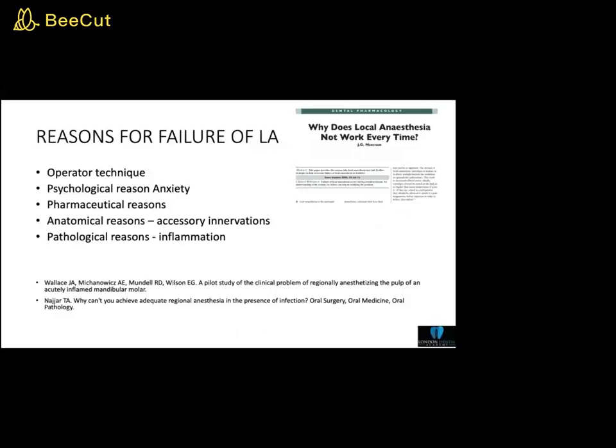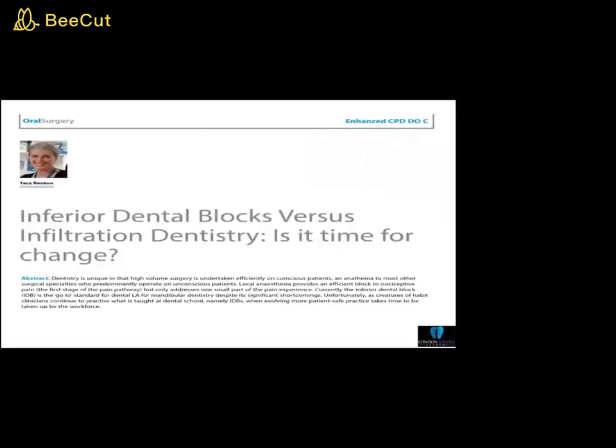Now, failure of local anesthetic, this is what we're concerned about with these acute hot pulps. There's some good papers out there. Obviously, there's always going to be an element of the operator. Psychological anxiety plays a huge part in failure of local anesthetic. And then there are pharmaceutical reasons, anatomy, accessory innervation, and pathology. That's what we're dealing with. That's why we're treating the patient in the first place, because they've got some sort of pathology, which has led to inflammation of the pulp.